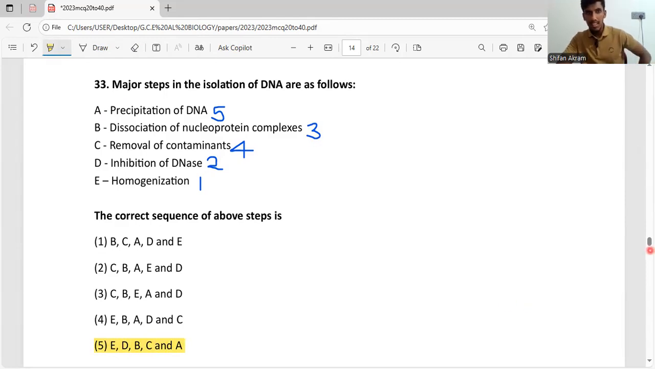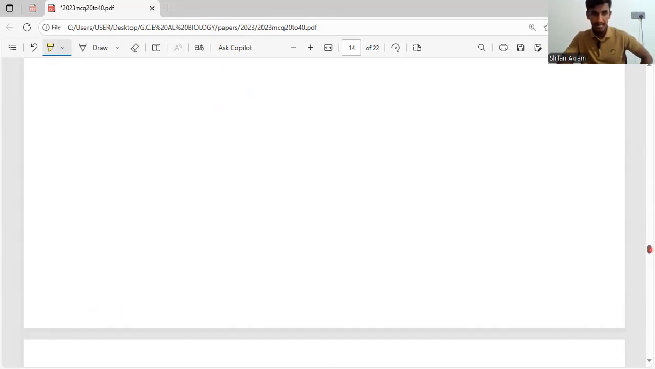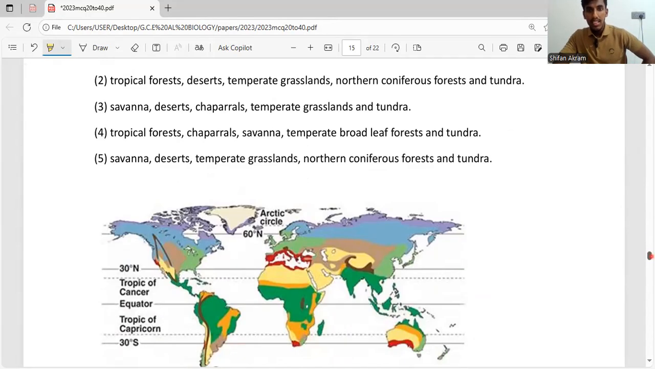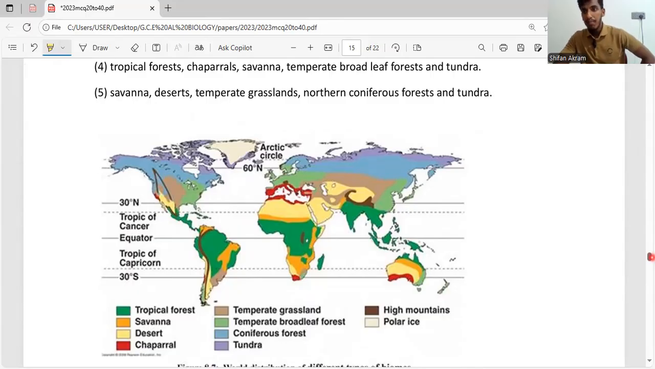Yes. Now let's go through question 34. When a migratory bird flies northward from Sri Lanka along a straight line path, the biomes it could encounter in correct sequence are. Now, this question is from this map.